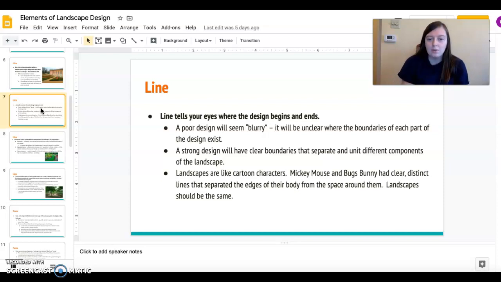A strong design will have clear boundaries that separate, that might be a typo. I think it's supposed to say unify different components of the landscape.